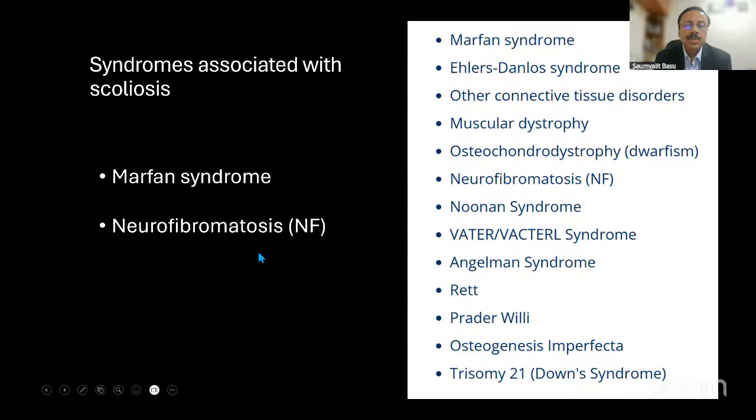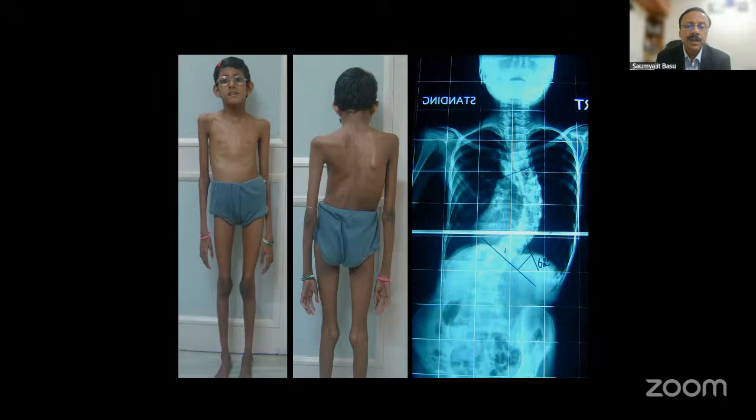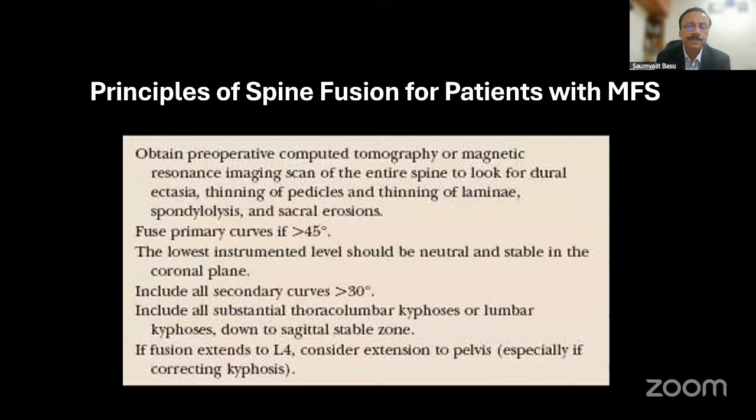Marfan and NF, these are the 2 most prominent members of the syndromes associated with scoliosis. There is a list of syndromes: EDS, muscular dystrophy, osteogenesis imperfecta, Prader-Willi, Rett, Angelman, but the commonest are the Marfans and the neurofibromatosis. A typical picture of the Marfans shows you the arachnodactyly, the long, slender arms, lean and thin. Many of them have lens dislocation, root of aorta defects, and these are patients who should be worked up clinically. They have obviously hypermobile joints, and many of them would have scoliosis.